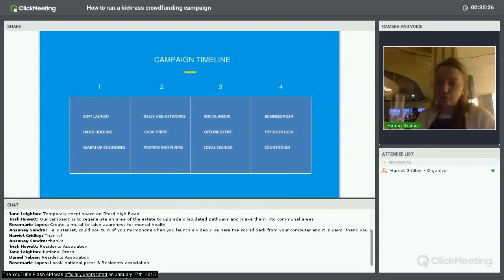Cool. So now I'm just going to run you through what a general campaign timeline looks like. We recommend that you create a campaign timeline. I'm going to ask a quick question now. I want you to imagine that I'm running a crowdfunding campaign and it's for £10,000. How many weeks do you think I should run my crowdfunding campaign for?